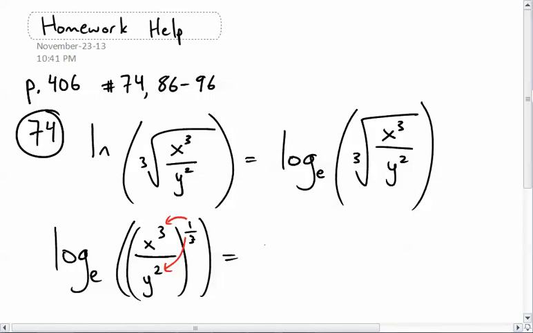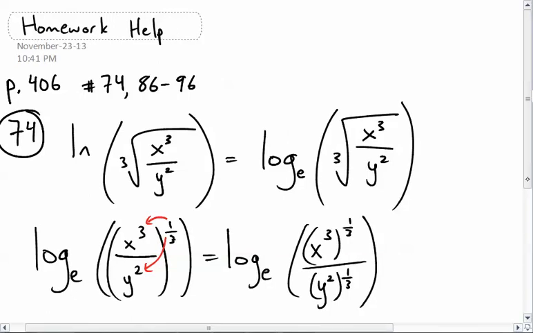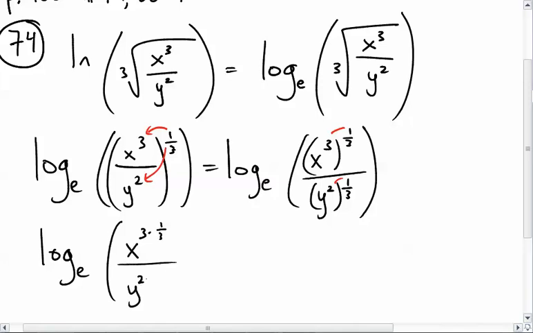So that's the same as log base e of x cubed to the 1/3 over y squared to the power of 1/3. Now you can combine your exponents using your exponent laws and just multiply your exponents together. You'll get x to the 3 times 1/3 and y to the 2 times 1/3, which is the same as x to the 3/3, which is just x, and y to the 2/3.